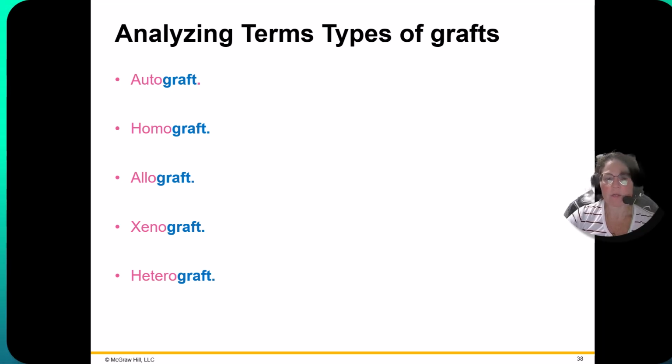So if I do an autograft, that means I'm taking the skin from myself, another place on my body. If I do a homograft, it's going to be skin from another person just like me, so from another human being that is the same as myself. If we do allograft, it's going to be another, other type of graft. A xenograft means foreign. That means a foreign type of graft. And a heterograft means a different type of graft.